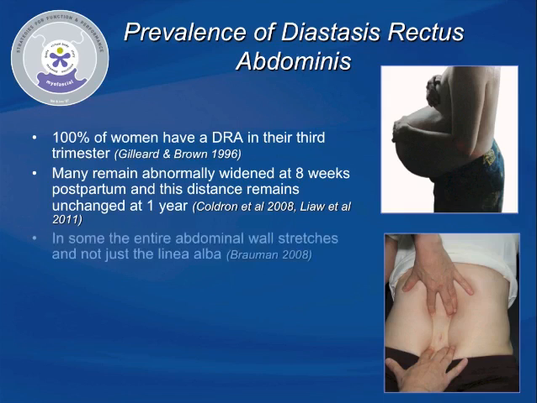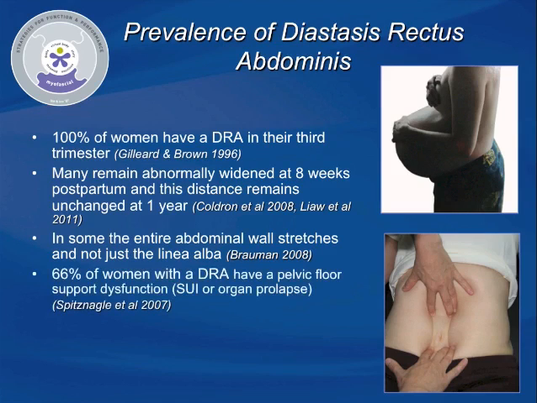Now, it's not just the Linea Alba that stretches. Yvonne Coldron also showed that the rectus abdominis muscle itself stretches, and that was the same finding as Brauman. So it's not just the Linea Alba. And as I mentioned earlier, Teresa Spitznagel from Chicago showed that 66% of women with the DRA have a pelvic floor support dysfunction. And at the moment, this is about all we really know about the prevalence and how common the DRA is.